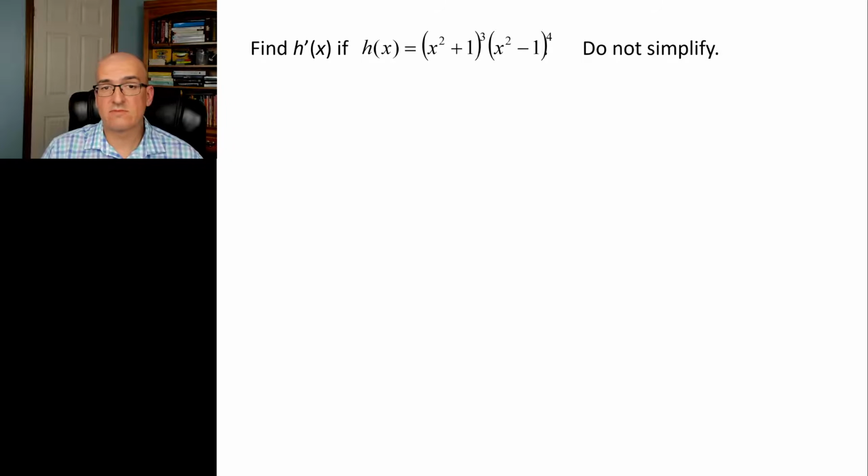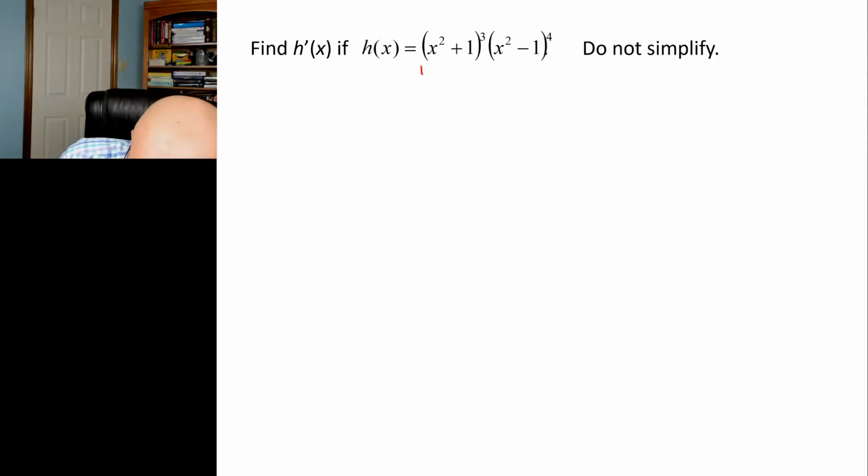So chain, is that it? Just chain? Or is there something else? And the answer is there is something else. There's a product. There's really two functions there. And it's a product rule that is primary. I'm going to call the first function, x squared plus 1 to the power of 3, A. The second function I'll call B.